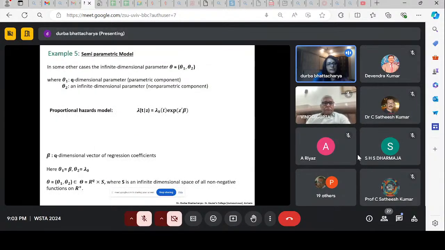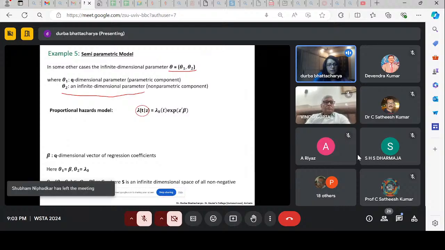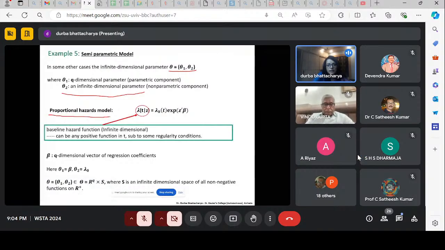So this is an example which shows a semi-parametric model which can be modeled using Bayesian non-parametrics. In some cases, we have infinite dimensional parameters. Suppose theta 1 and theta 2 are there, where theta 1 is a q-dimensional parameter, which is a parametric component, and theta 2 is an infinite dimensional parameter, which is a non-parametric component. For example, if we consider a proportional hazards model, in that case, this lambda t given z is a baseline hazard function, which is infinite dimensional and can be any positive function in t subject to regularity conditions.